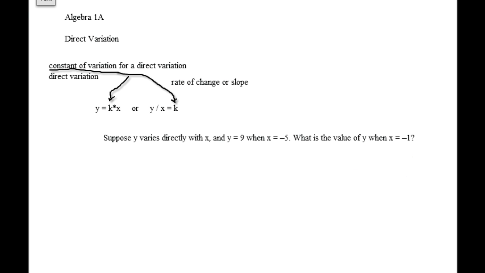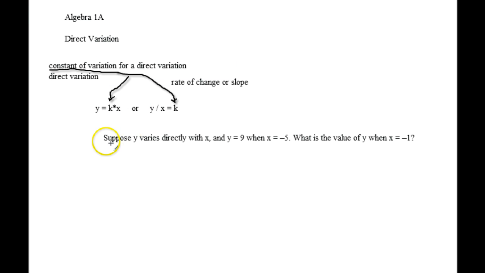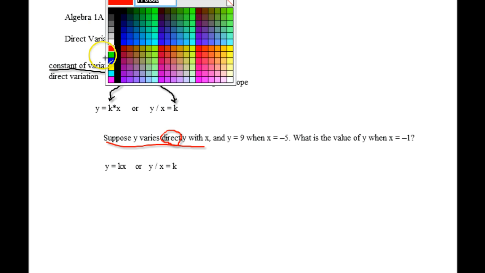So what you're going to do is, whenever you see "suppose y varies directly with x," you're going to notice the word directly. And that's going to tell you which type of variation to use. In this case, it's going to be y equals kx, and then you write the other one, or y divided by x equals k.